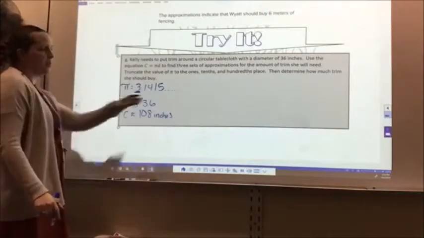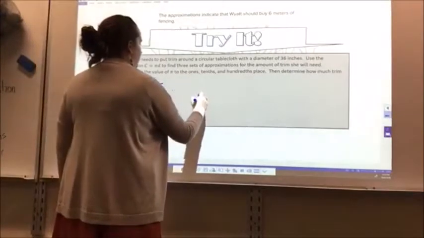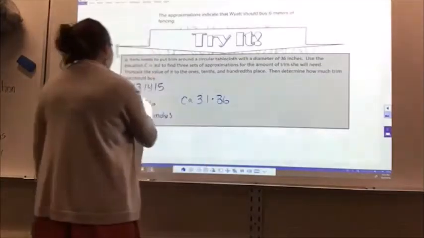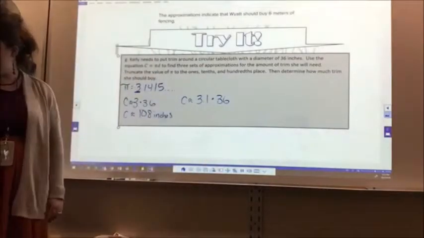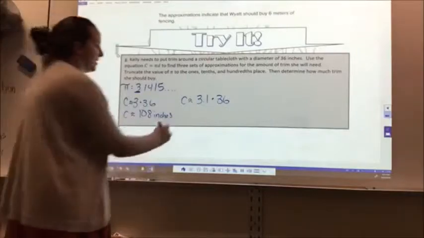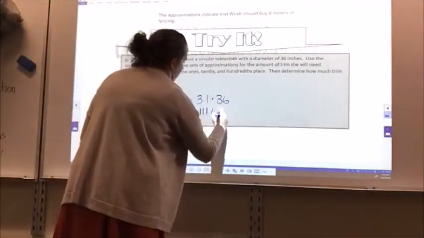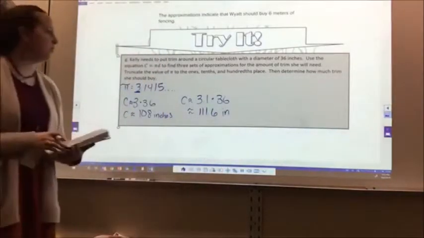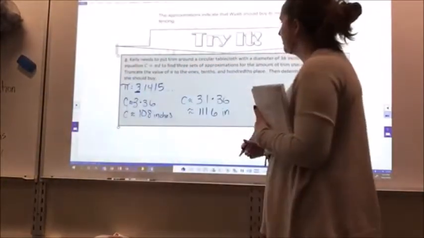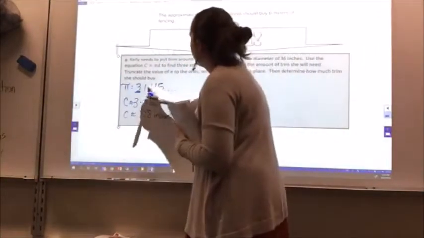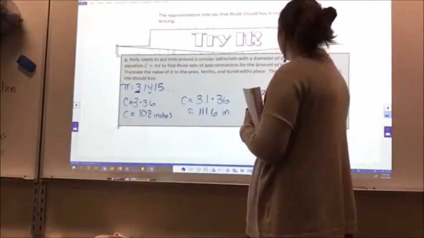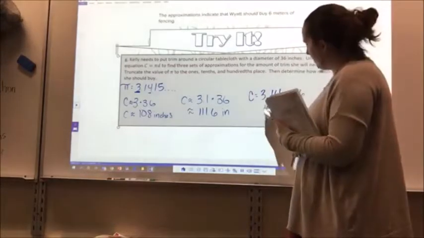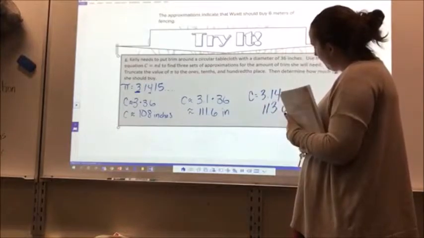The second one they tell me to do is the tenths place, so that's 3.1 times 36. 3.1 times 36 gives me 111.6 inches. And then my final approximation they tell me to do to the hundredths place, so that's C equals 3.14 times 36. When I multiply that out, I get 113.04 inches.